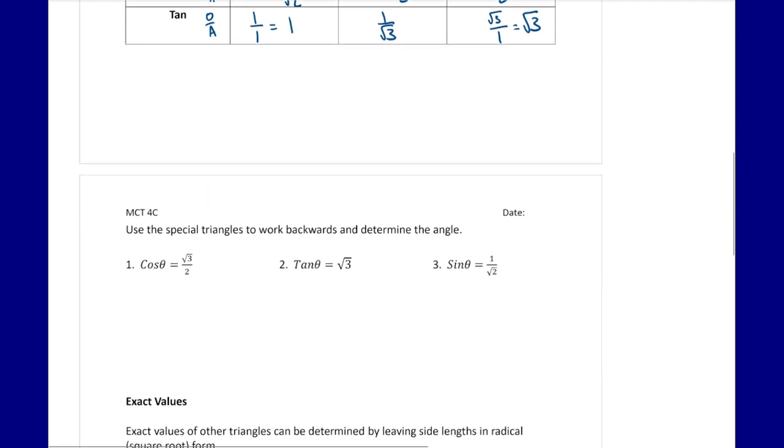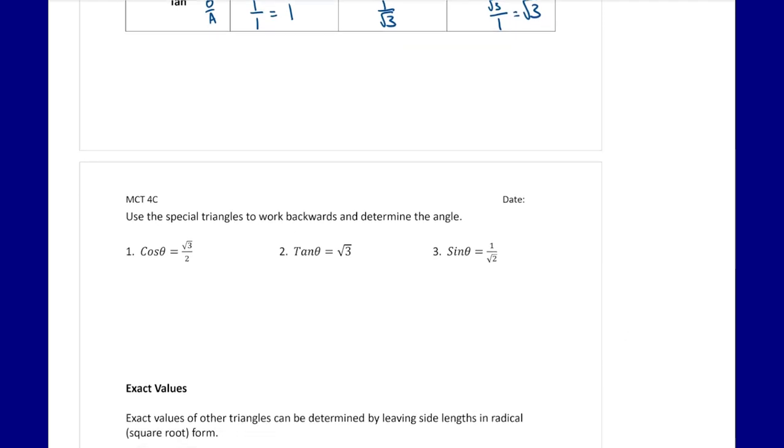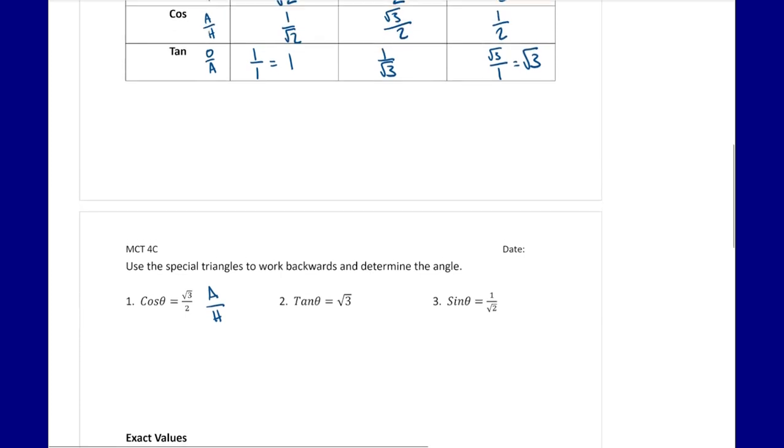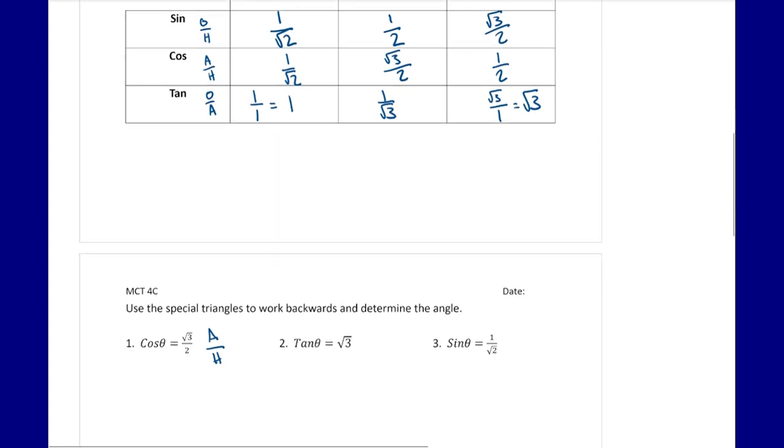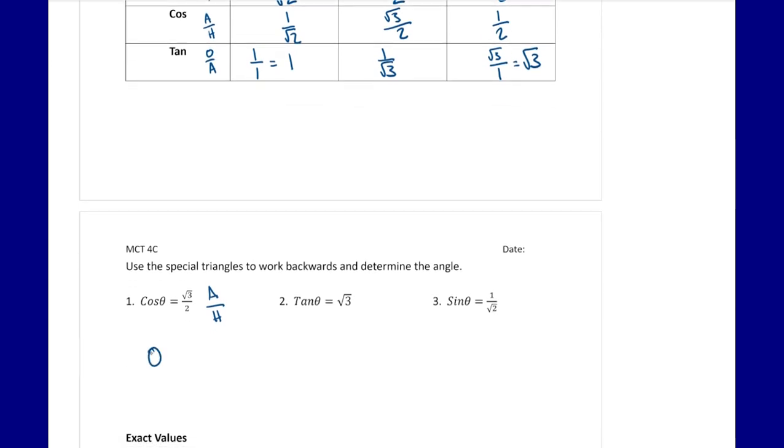So for example, we want to use the special triangles to work backwards and determine the angle. So if we have cosine of theta is equal to √3/2. So √3/2 is our A/H, or adjacent over hypotenuse. So we can go back to our table, find where we see √3/2 for cosine. We see that it would be when the angle is 30.